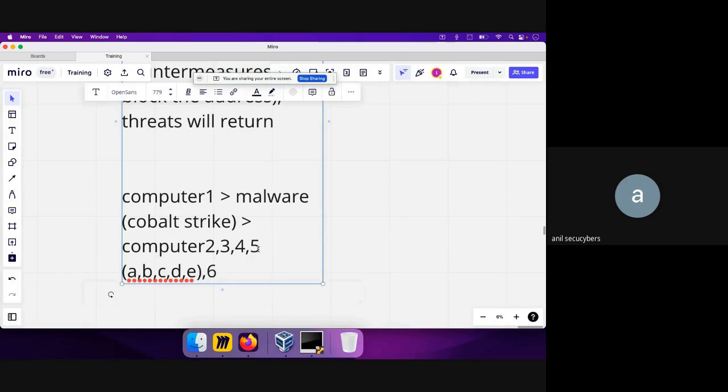So what we did was, from both the network forensic side and the disk forensic side, we were able to figure out where the malware had gone to. Let's say from one we were able to figure out 2, 3, 4, 5, and then from 5 we were able to figure out A, B, C, D, E and 6. So this is something we found out.